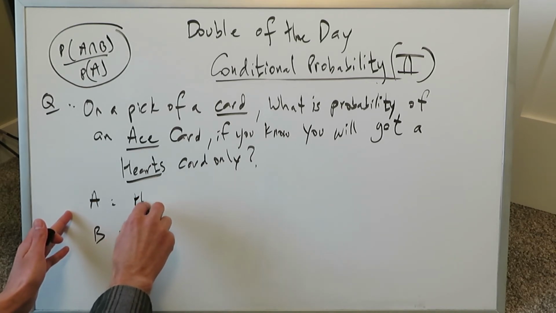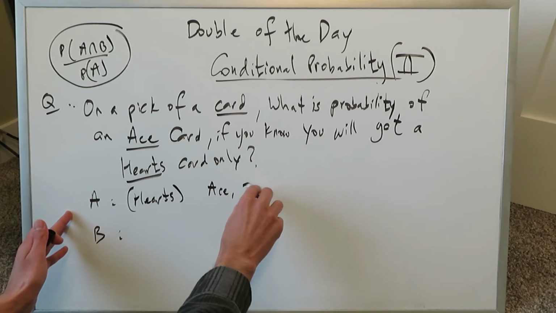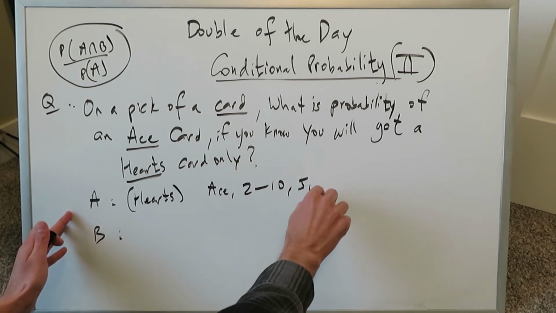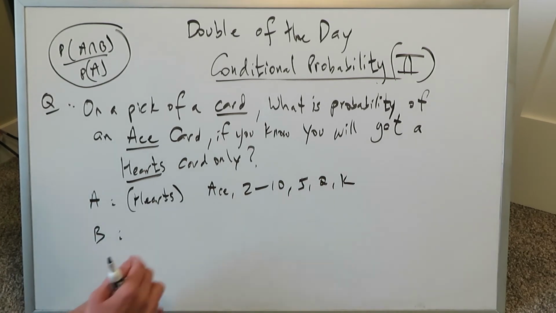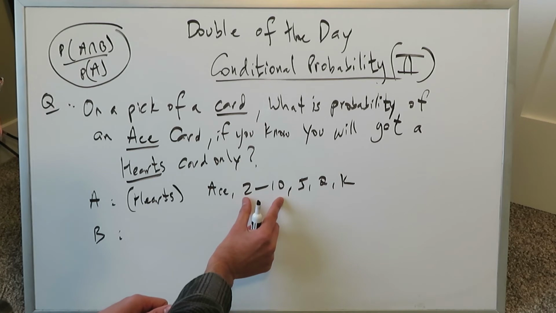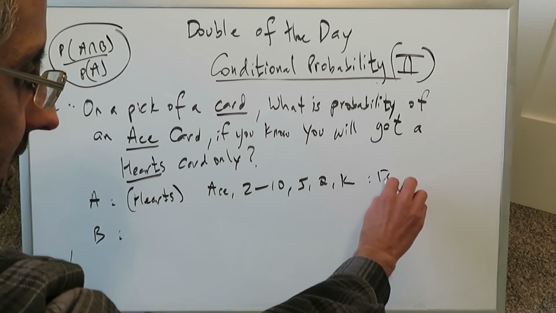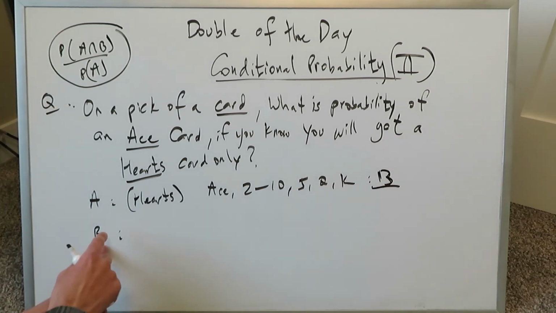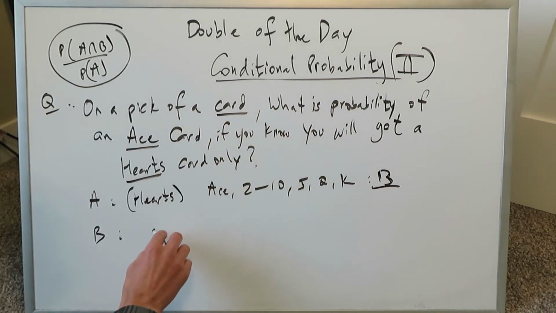The event is all the hearts cards, and you know there's an ace, and then there's the numbers 2 to 10, then there's a jack, a queen, and a king. This represents event A, all of these in totality. We have 9 over here, and then you have 1 over here, and that gives you a total of 13 cards. Alright, 13. Event B, the event you're studying: what is the probability of getting an ace card? Well, there's only one ace card that you're looking at.